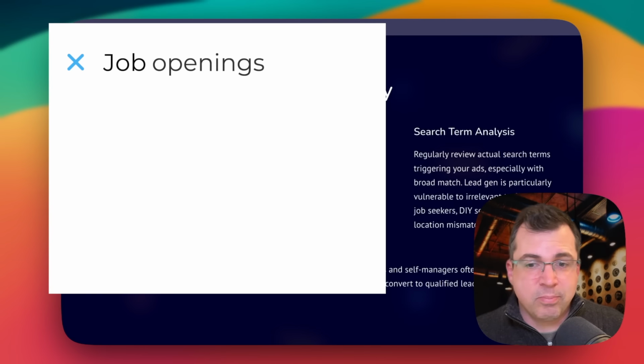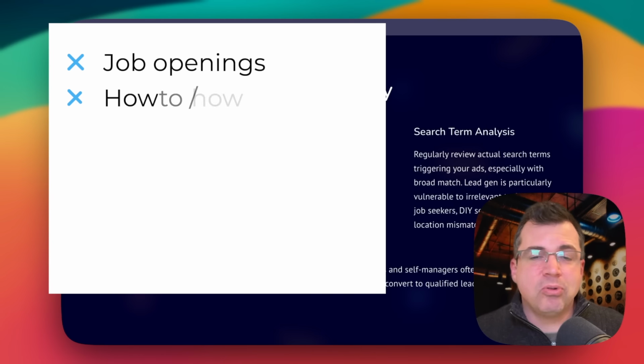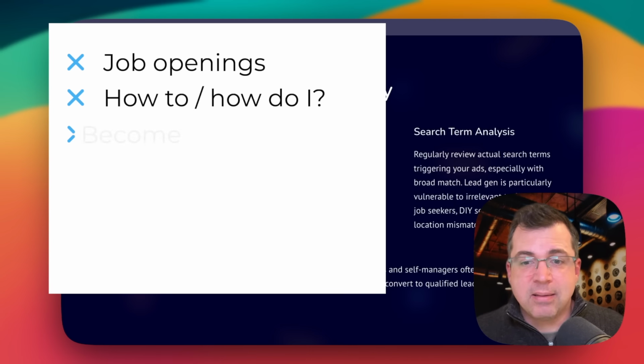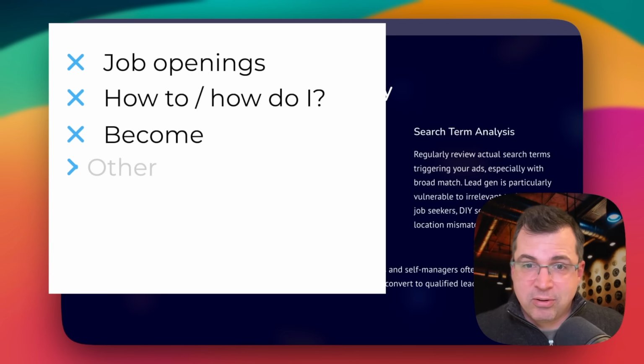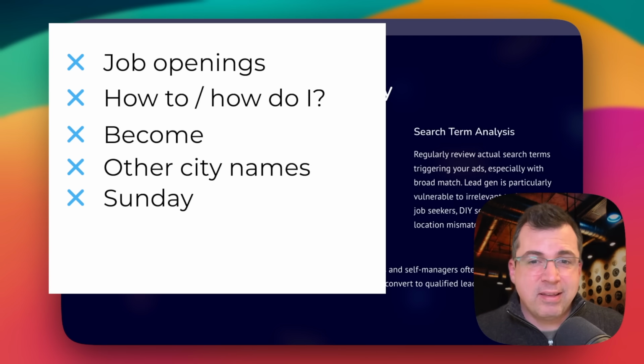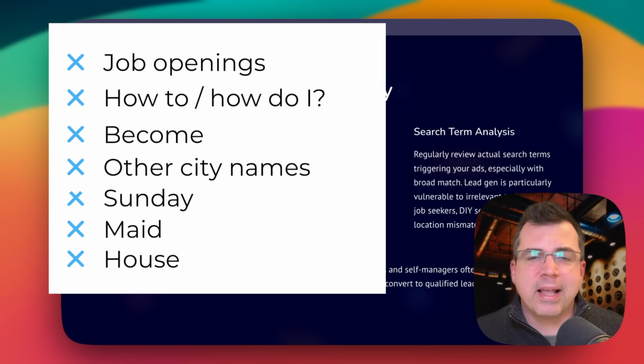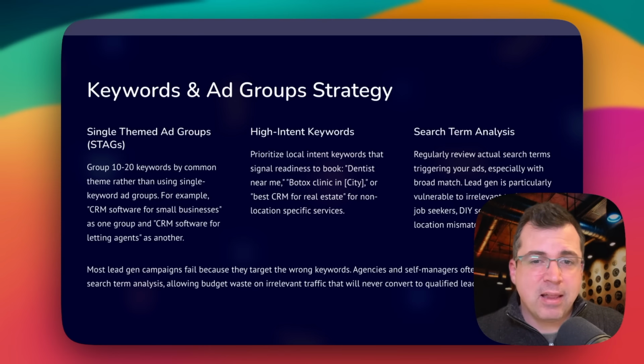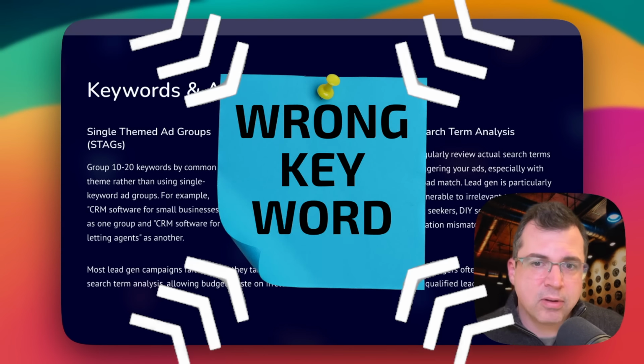Job seekers, so keywords like job openings. DIY related terms, so "how do I." Education related, "become." Out of area searches, so other city names. Out of hours or emergency related, like Sunday. Residential and commercial mix up, those are quite usual unfortunately. So if you are a commercial cleaner, you shouldn't target terms like maid, house, or residential or something like that. Most lead gen campaigns fail because they target the wrong keywords.